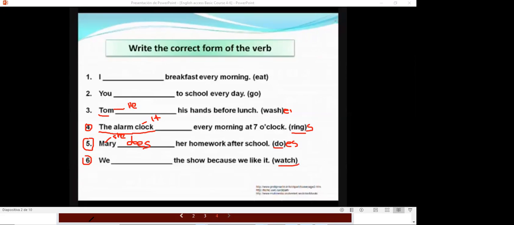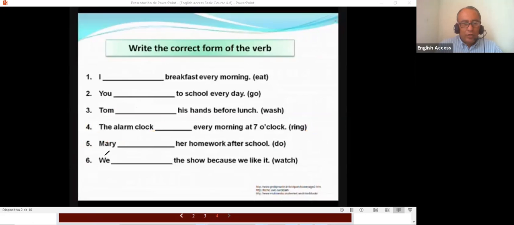We watch the show because we like. Exactly. We don't change it because we are using we. Thank you. Very good. Thank you very much for the exercise. Any questions on this? No questions with this exercise?